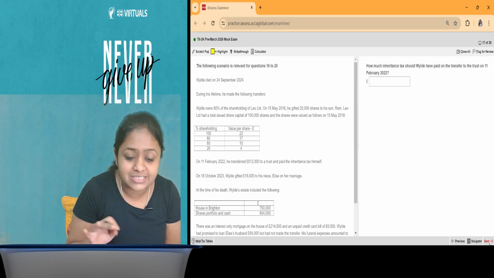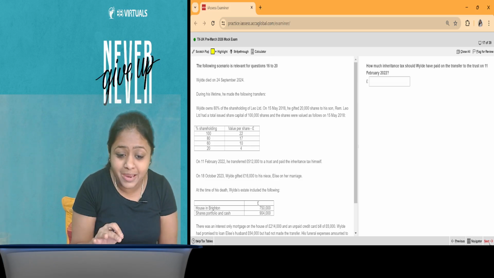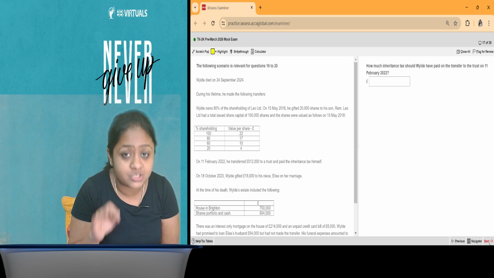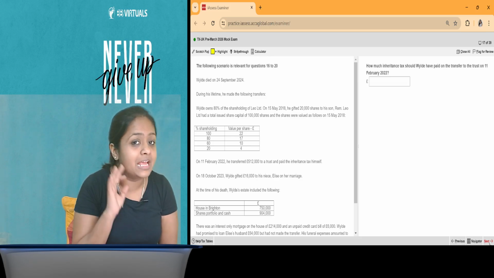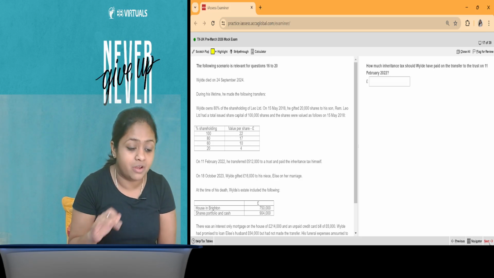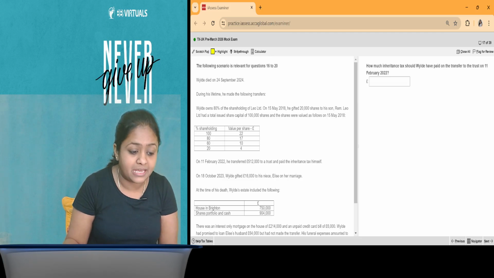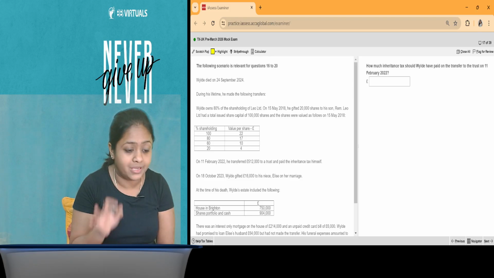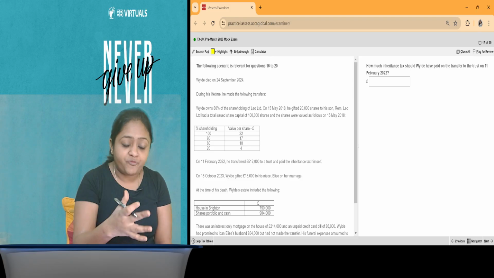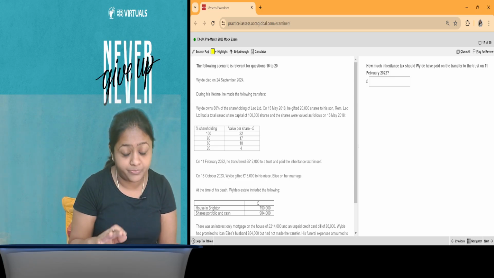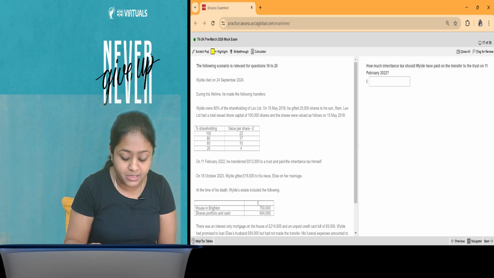How much inheritance tax should Wilde have paid on the transfer to the trust on 11th February 22? So do the calculations like we normally do and calculate your IHT. On 11th February 22, he transferred 512,000 to a trust and paid the inheritance tax himself as the donor. It's a lifetime transfer. Before this, there is only one PET transfer and we know PETs are exempt during lifetime. So what you have to do is just do the normal calculations.